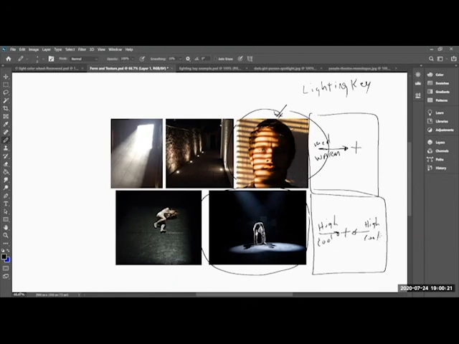So that's kind of an introduction to key, and we'll talk more about keys and we'll practice this in our Zoom session for next time.